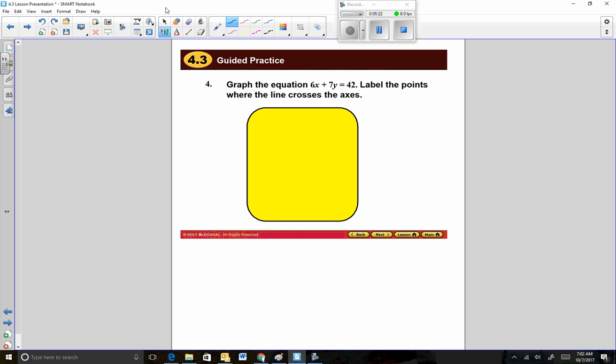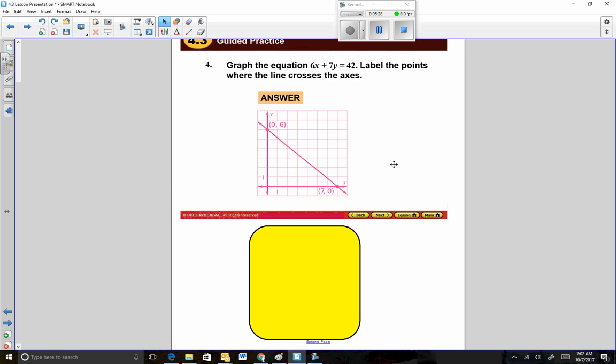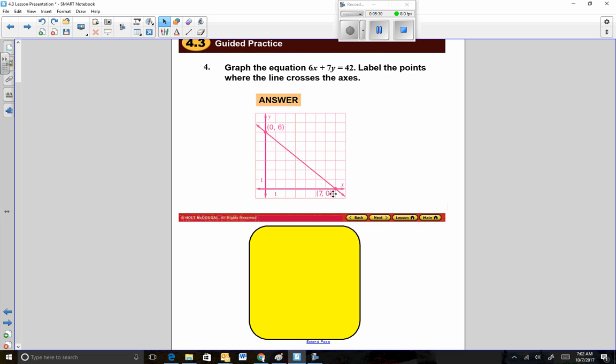Welcome back. Let's take a look and see how you did. You should be able to get a line that looks like this. Your x-intercept, because it's the x-axis, gets intercepted here, (7, 0). Your y-intercept, because the y-axis gets intercepted right here, is (0, 6).